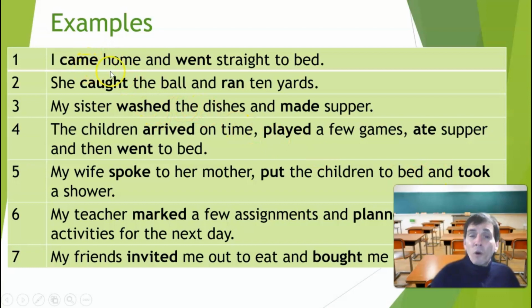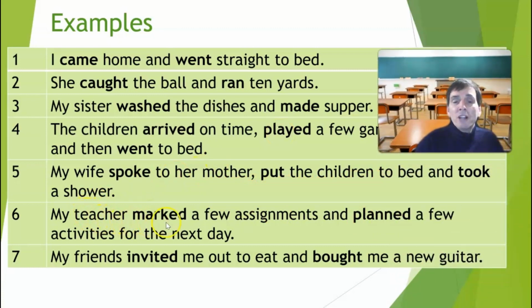I came home and went straight to bed. She caught the ball and ran 10 yards. Mary washed the dishes and made supper. The children arrived on time, played a few games, ate supper, and then went to bed. My wife spoke to her mother, put the children to bed, and took a shower.